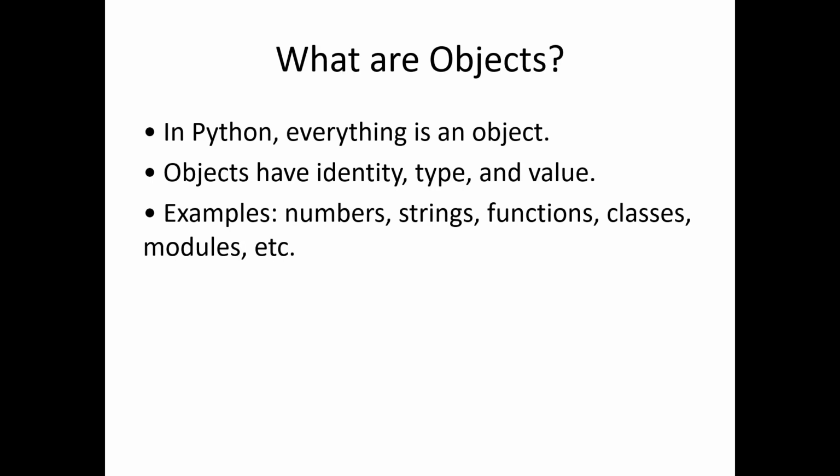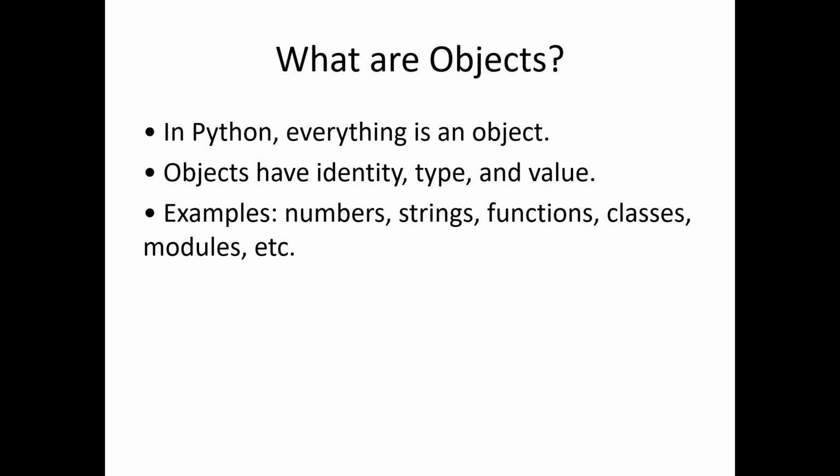So basically, what are objects? An object is a container that holds data and its behavior. Data is stored in attributes, that is, variables inside the object, and behavior is stored in methods, that is, functions inside the object. Each object has three key properties. First is identity, a unique ID that distinguishes it from other objects. Type determines the behavior and operations allowed. Value is the actual data that is stored.